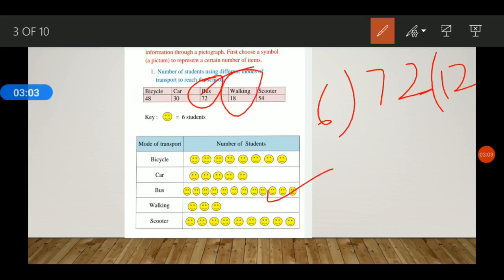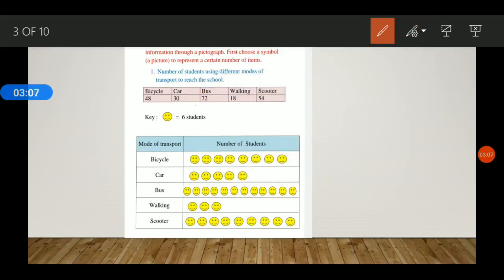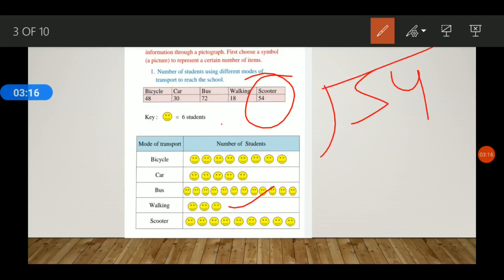By walking, how many students are going? 18. So divide 18 by 6, you will get 3. So we will draw 3 pictures. Now a scooter, 54. So those students going by scooter are 54. So divide 54 by 6, you will get 6 9s are 54. So we will draw 9 pictures for scooter.